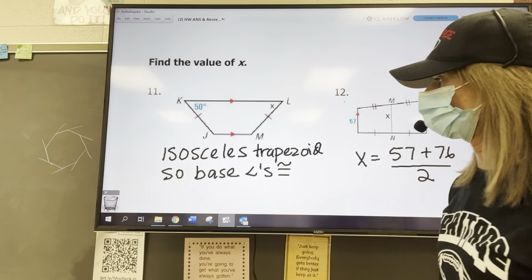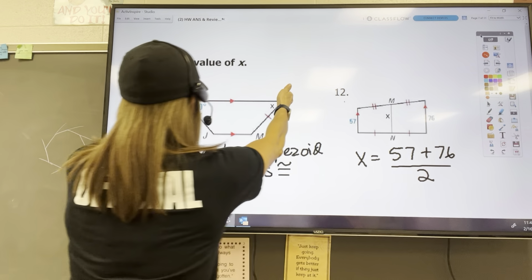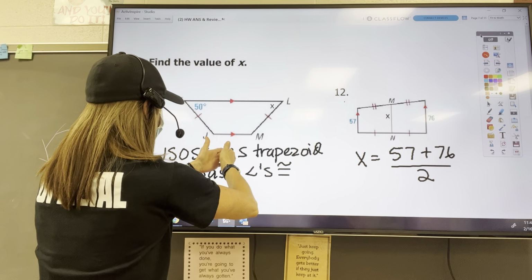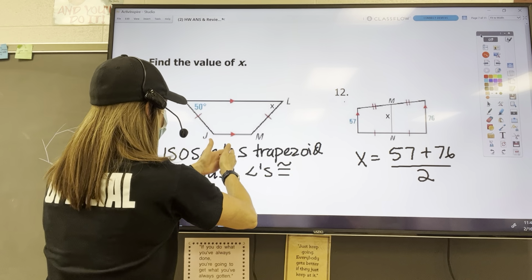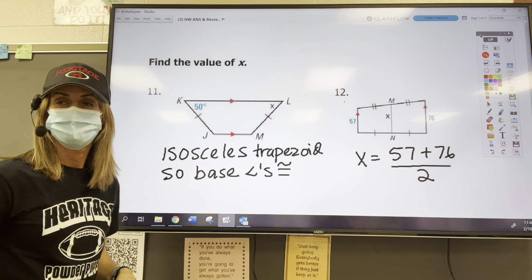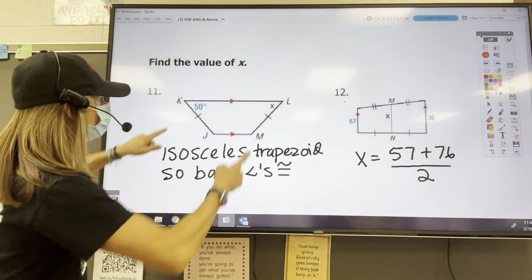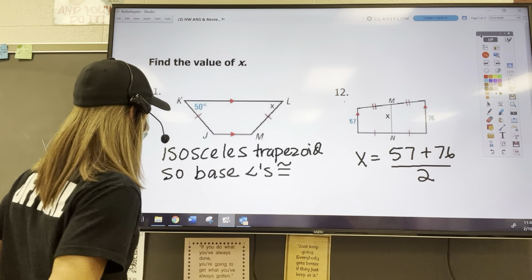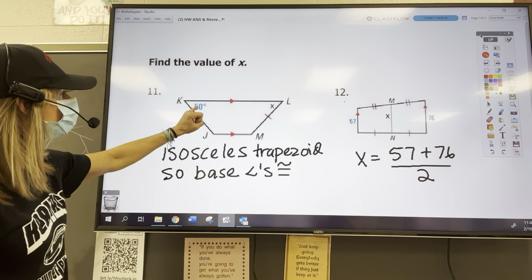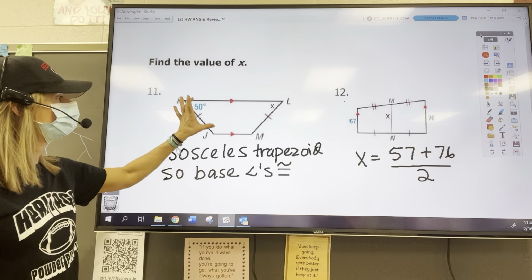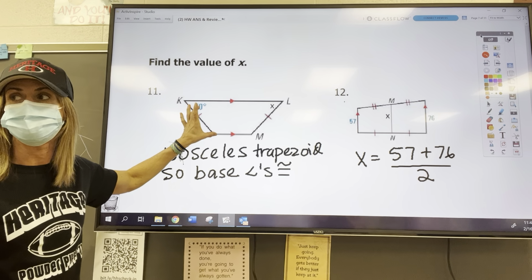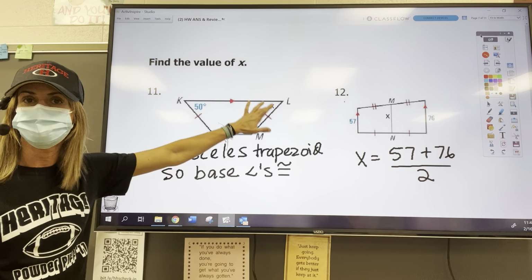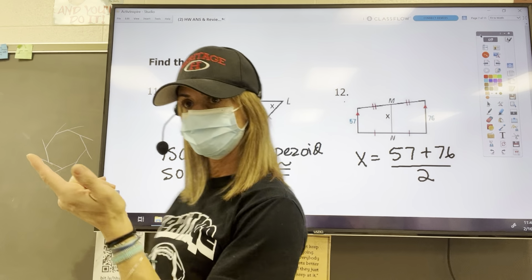It's an isosceles trapezoid. If you were to extend these sides down to a point, that would form an isosceles triangle, and all the same properties apply. The base angles make the sides congruent. So if that's 50 degrees, that one's 50 degrees. And these consecutive angles would be supplementary, and of course all four of them would have to add up to 360. We good?